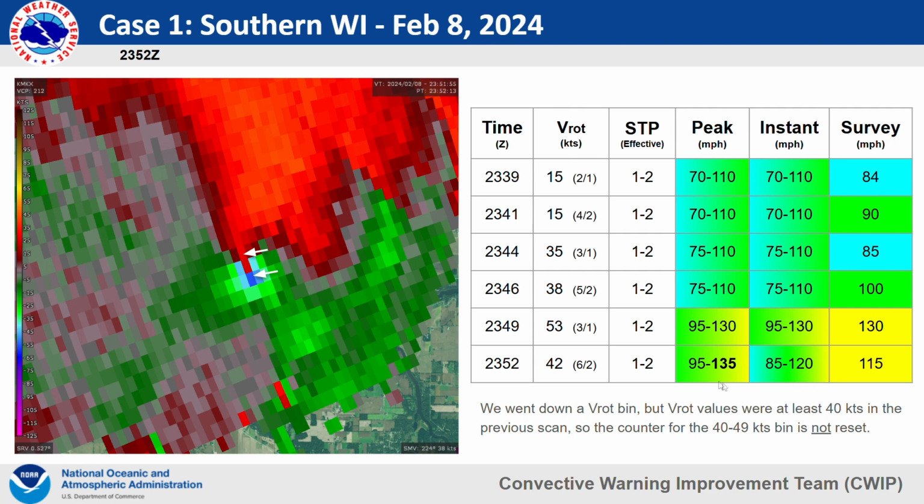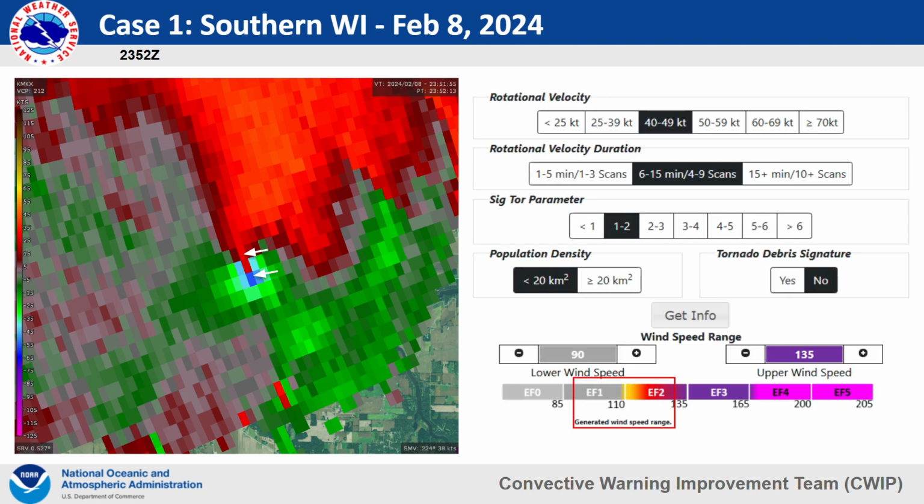And this actually causes our peak intensity to go up slightly to 135 miles per hour, even though our instantaneous value has dropped slightly to 85 to 120. And this is again because that rotational velocity duration selector moved up from 1 to 5 minutes to 6 to 15 minutes, and that caused our upper bound wind speed range to go up slightly to 135 miles per hour.